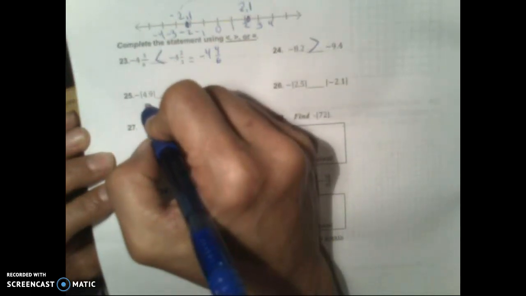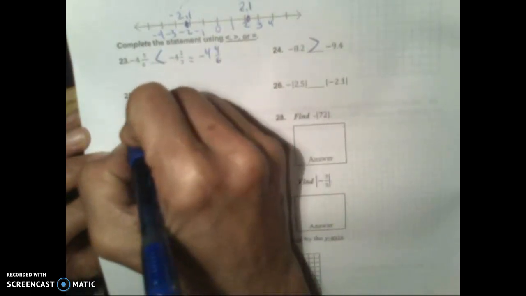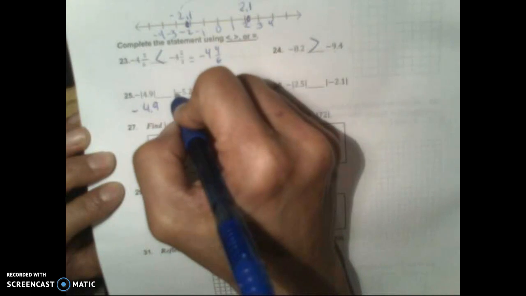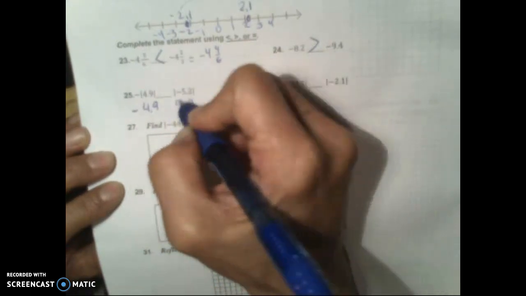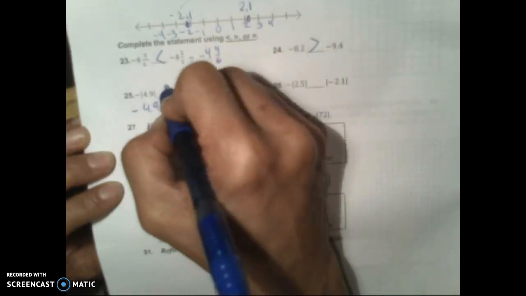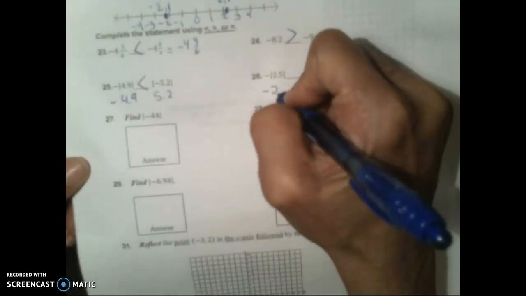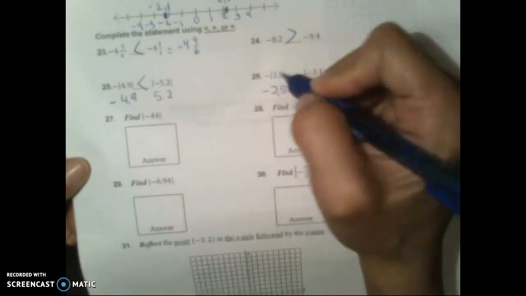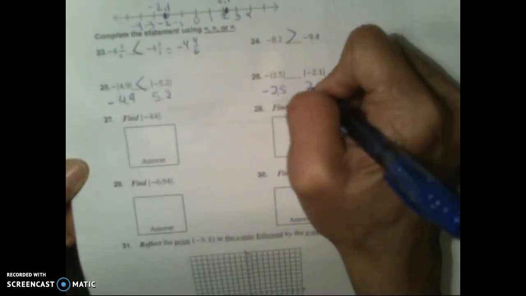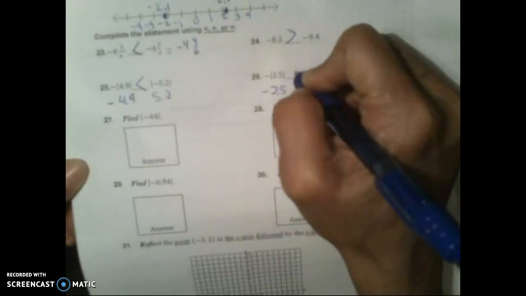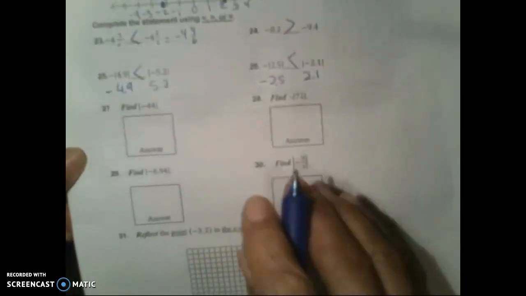This absolute value, go ahead and rewrite it. The absolute value of 4.9 is 4.9 with your negative. And then you have the absolute value of 5.2. Well, obviously a positive and a negative. This is going to be smaller. This is a negative 2.5 because the negative is on the outside. And this is a positive 2.1. So obviously positive is greater than negative.